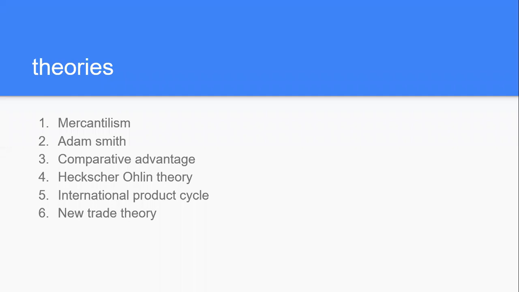Now, the theory of absolute advantage, or the Smith theory, destroys the mercantilism way of reasoning, because it shows that there are gains to be made by both parties.